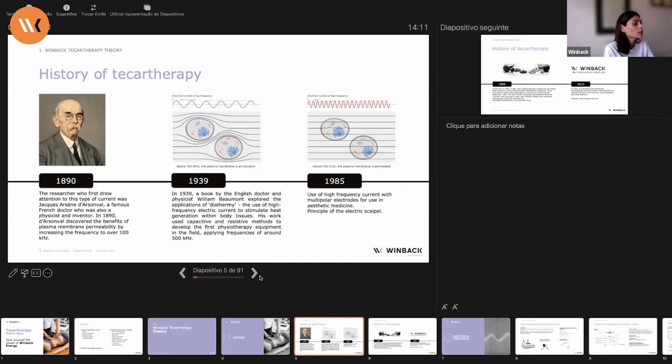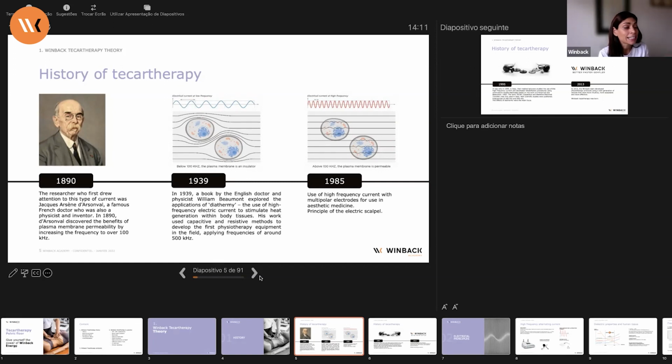So in 1939, Bellmont, an English doctor and physicist, explored the applications of diathermy and the use of high frequency electrical current to stimulate heat generation in body tissues. He did some work using capacitive and resistive methods, and he worked in frequencies around 500 Hertz.